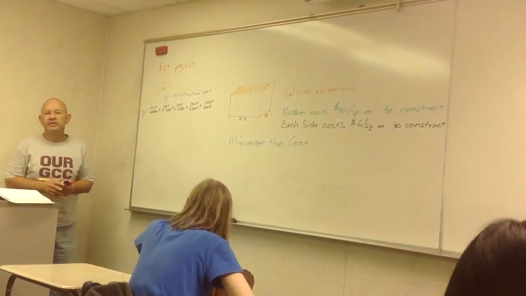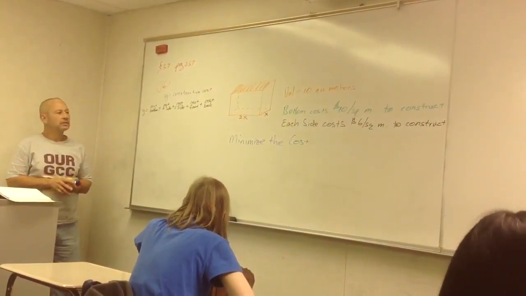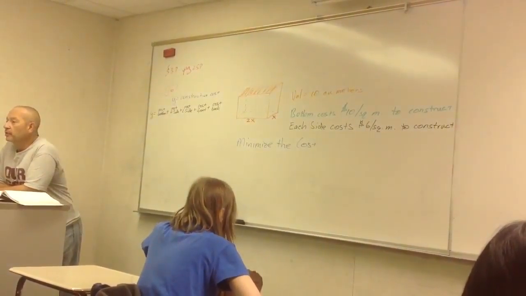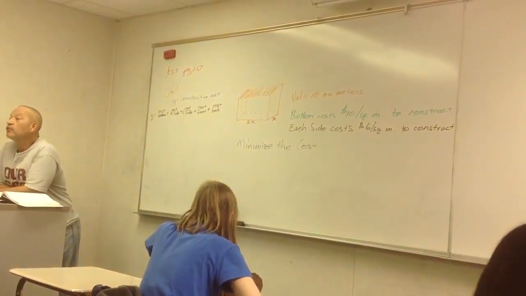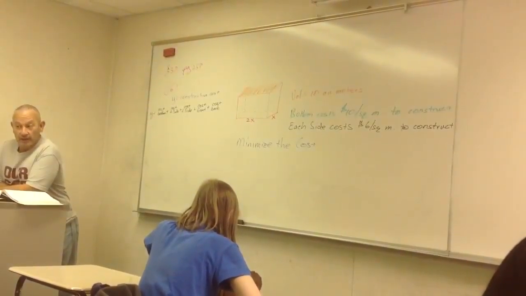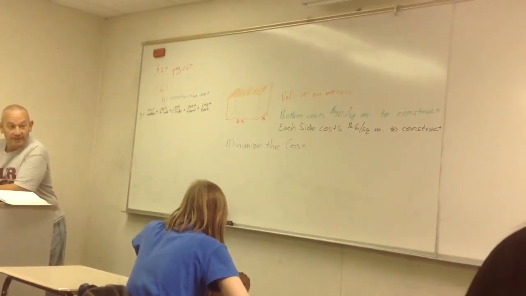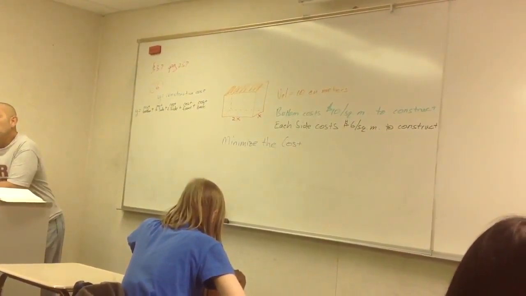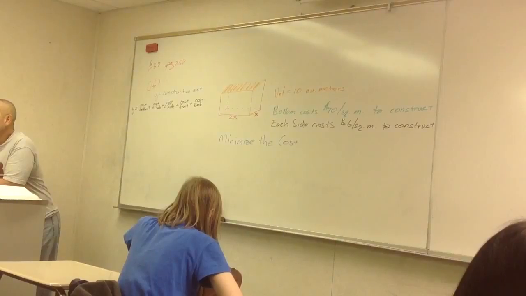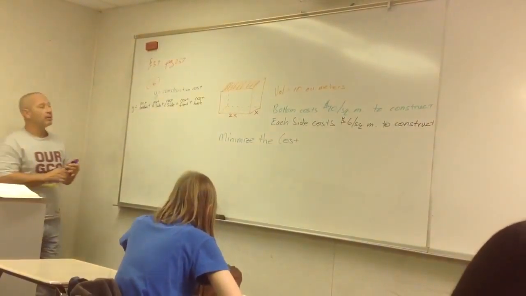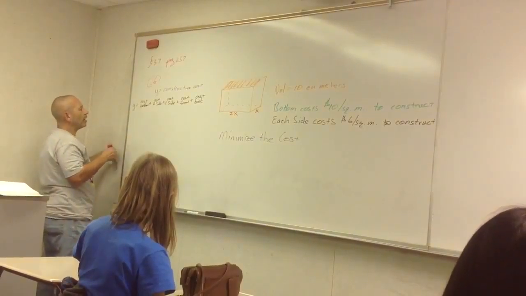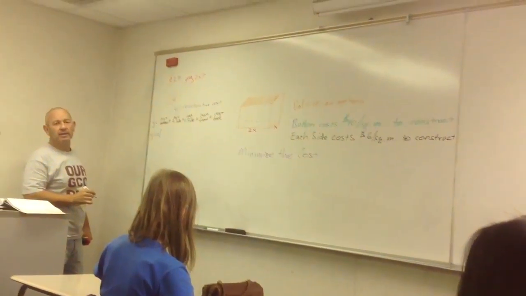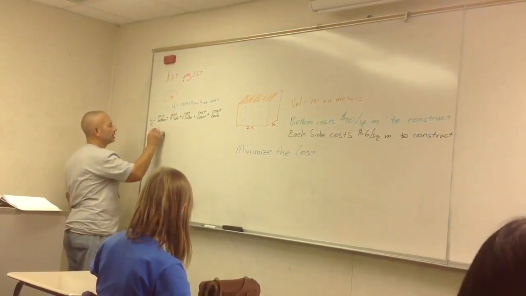Well, what does it cost to build the bottom? $10 per square meter. Well, what if the bottom was 1 square meter? How much would it cost? $10. What if it was 2 square meters? $20. $10 per square meter. What if there were 8 square meters to the bottom? 8 times 10. So I'm going to take the area of the bottom times 10. So Y is equal to 10 times, well, what is the area of the bottom? 2x squared.